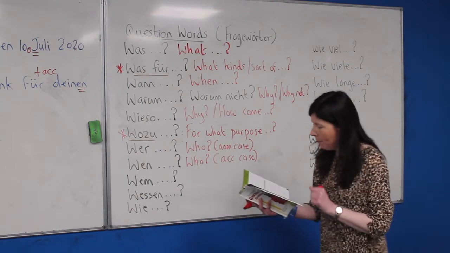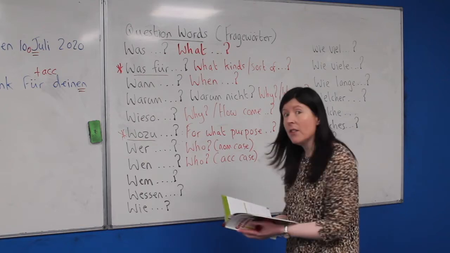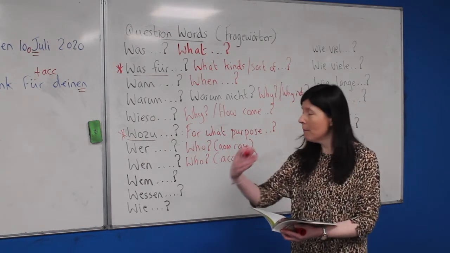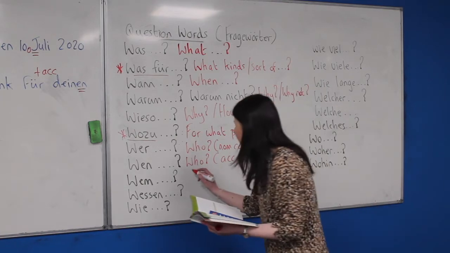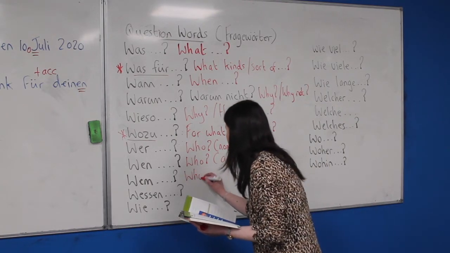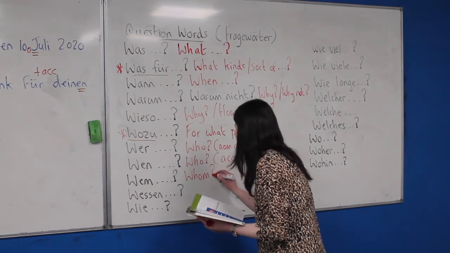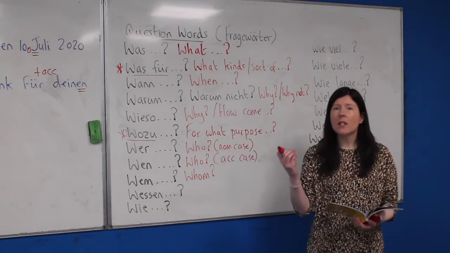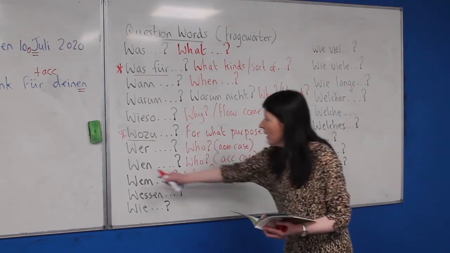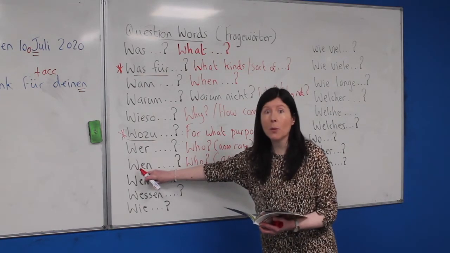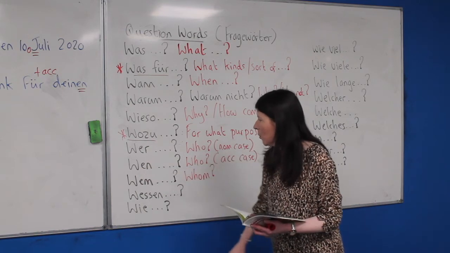Then we have wem. And that's again, if you think of the dative case, dem, mit dem Mann, and then mit dem Kind, the masculine and the neuter, that's whom. Okay? And that you will use with the verbs that take the dative case, and also with the prepositions that take the dative case. And equally, wen will be used with the prepositions that take the accusative case as well.